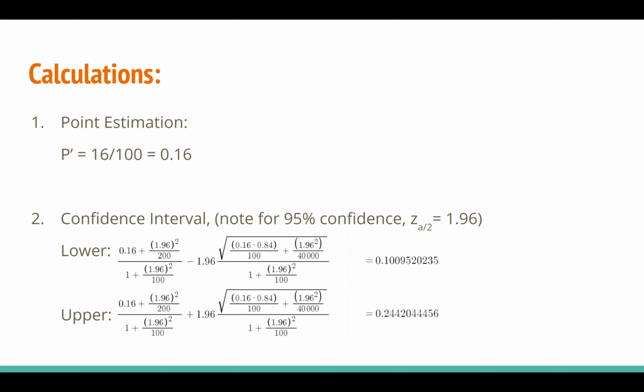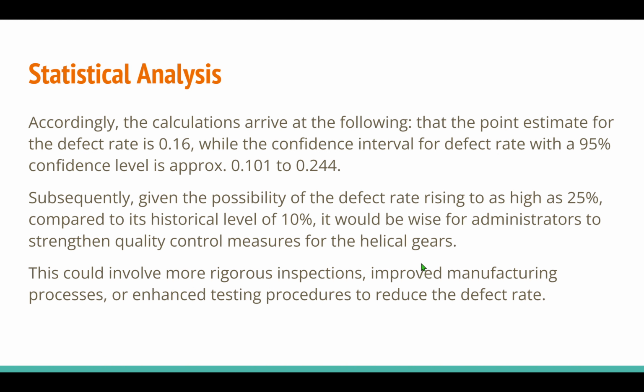The confidence interval at a 95% confidence level, which has a Z score of 1.96, has a lower bound of 0.1 and an upper bound of 0.244. Now let's do our statistical analysis. Accordingly, the calculations arrive at the following data: the point estimation is 0.16, and the confidence interval for the defect rate with a 95% confidence level is approximately 0.101 to 0.244. Subsequently, given the possibility of the defect rate rising to as high as 25% compared to its historical level of 10%, it would likely be wise for administrators to strengthen quality control for their helical gears.